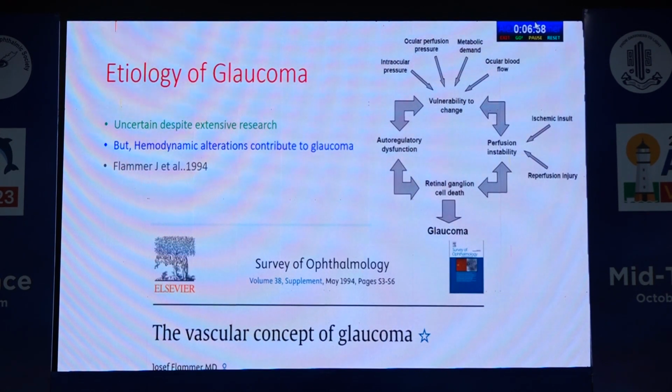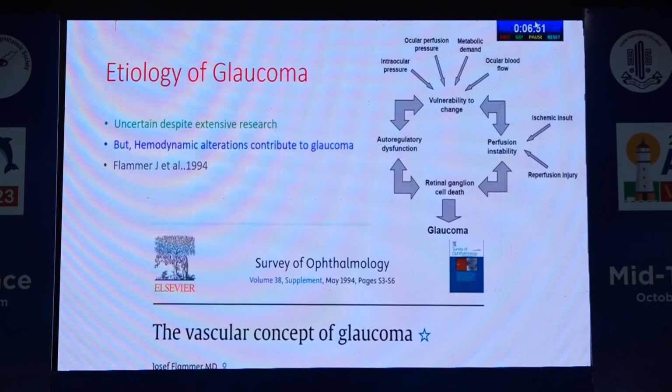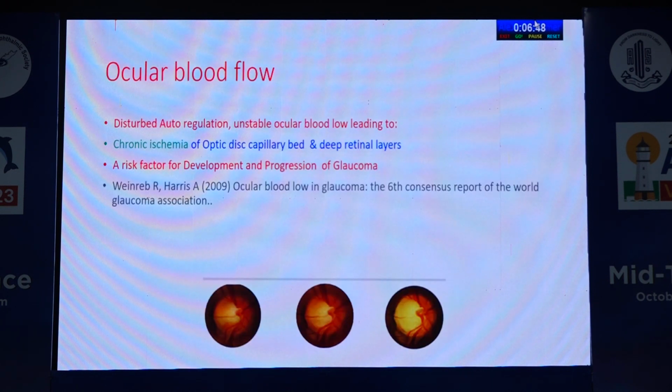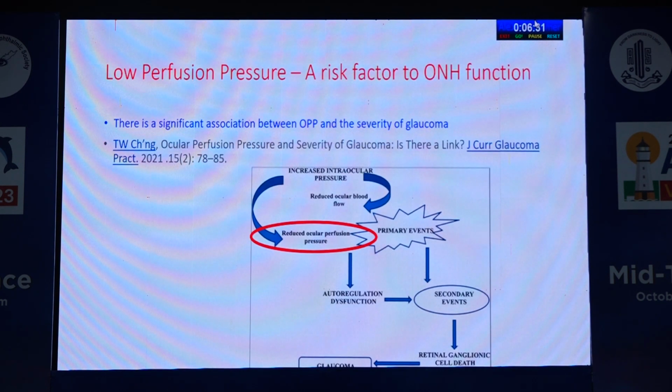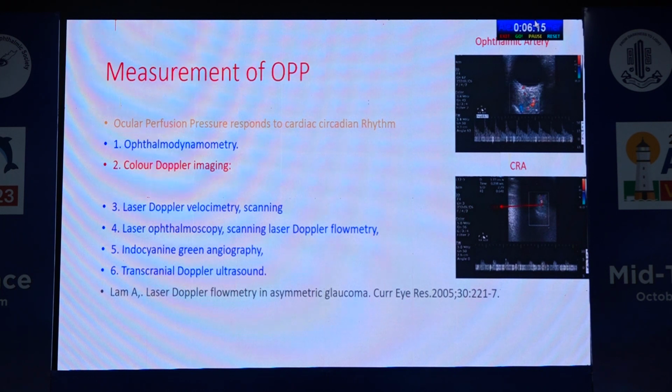The etiology of glaucoma is still uncertain despite many experimental researches, but hemodynamic alterations contribute to glaucoma. Disturbance in autoregulation and unstable ocular blood flow lead to chronic ischemia of the optociliary bed and deep retinal layers, and is a risk factor for the development and also the progression of glaucoma. Low perfusion pressure is a definite risk factor for optic nerve head function, and low ocular perfusion is a potential risk factor for the development and progression of glaucoma, as per these four studies conducted.